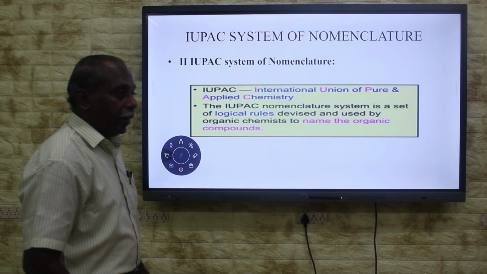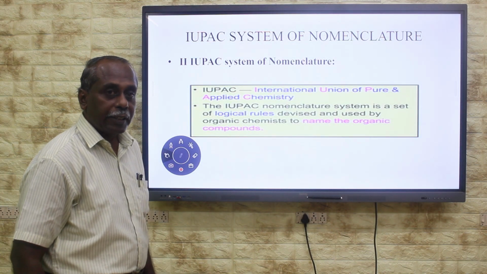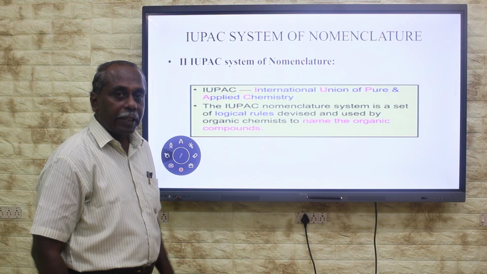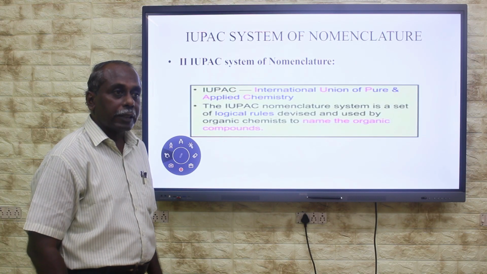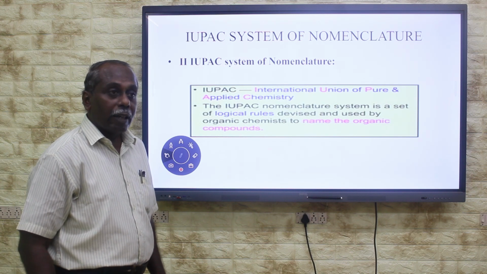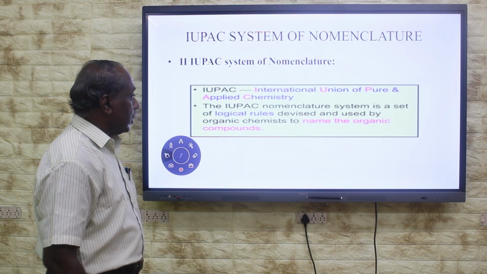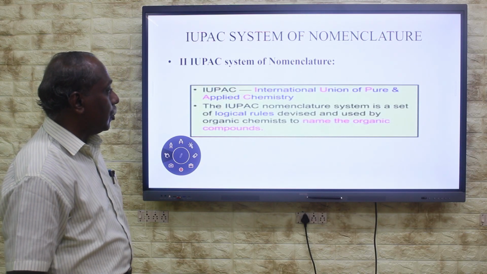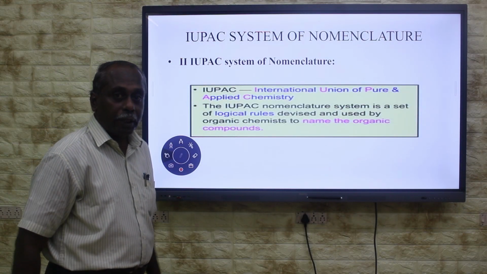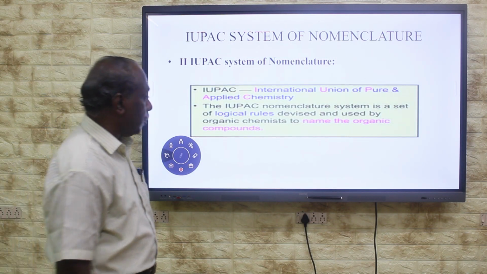When we enter into the IUPAC system of nomenclature, we should know what IUPAC is: International Union of Pure and Applied Chemistry. Here, there is a set of logical rules. With the help of these rules, we are going to give the name. Those names are given by organic scientists. A set of logical rules devised and used by organic chemists to name organic compounds. Here, so many logical rules will be there. We are going to apply the rules, and based on them, we are going to give the name to the organic compound.